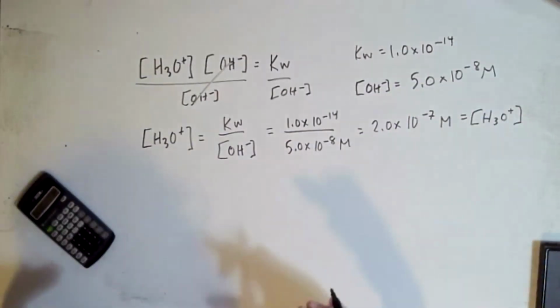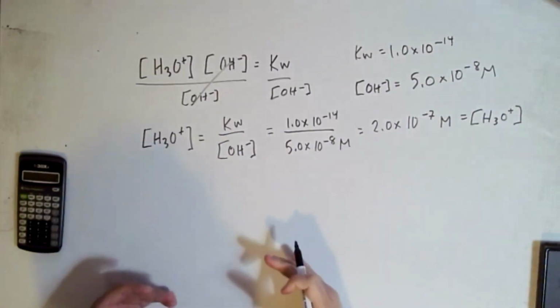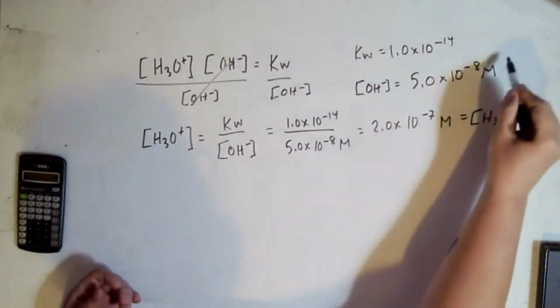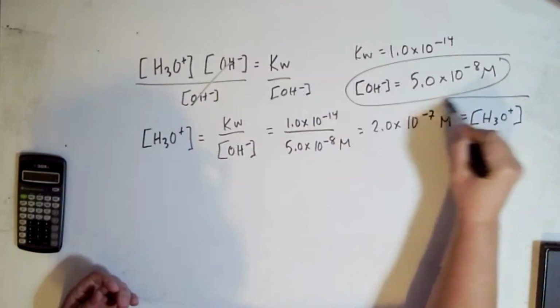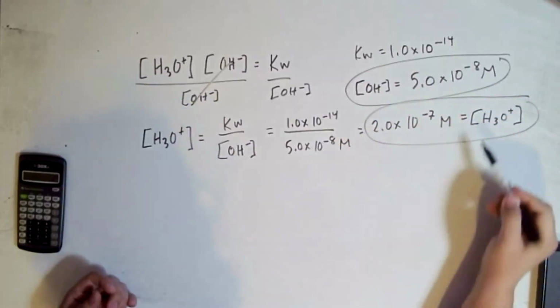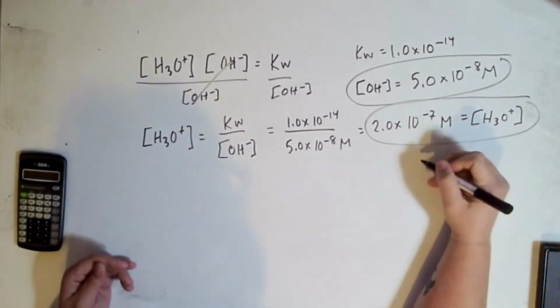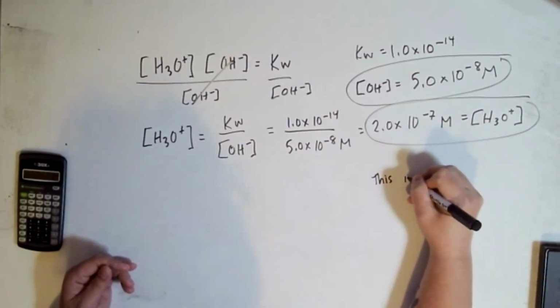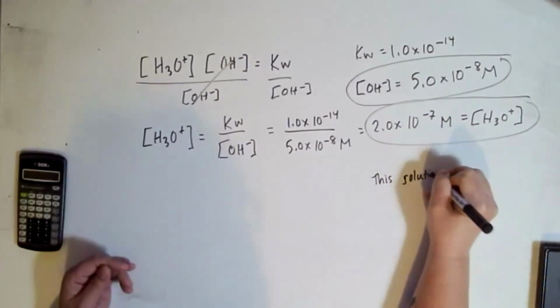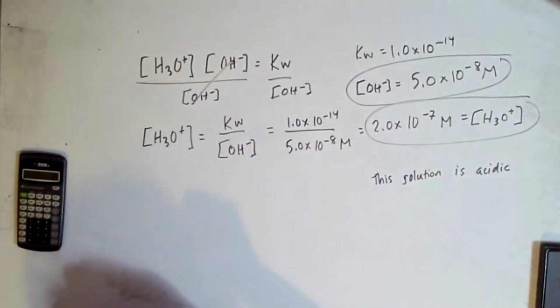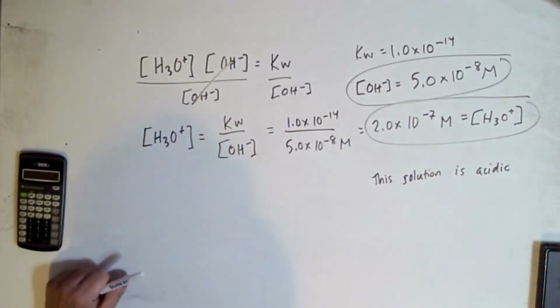The other thing that they could ask you here is whether the solution would be considered acidic or basic based on this information. So you would have to look at the value for your OH minus and the value for your H3O plus. You'll see that your H3O plus value is the larger of the two values. And so you know that this solution is acidic. It's always good to practice that part of it when you're doing these calculation type questions. All right, let's look at the next question.